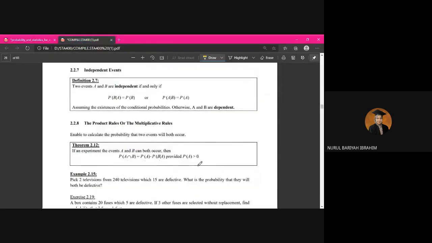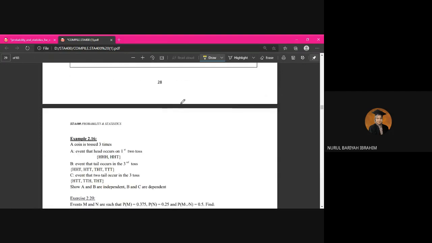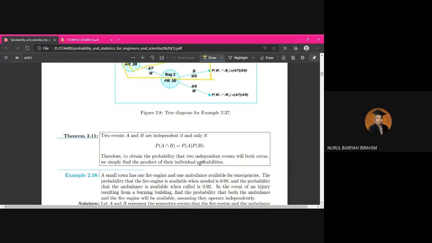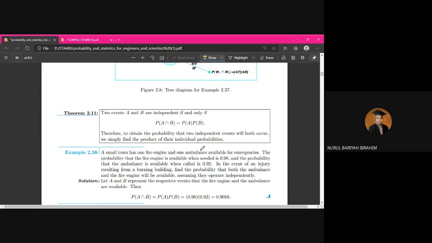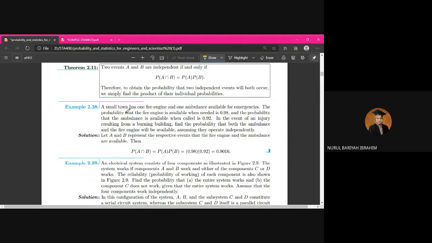Contoh yang sama. Okay. And then another theorem adalah the theorem of the independent event. It is when two events A and B are independent, probability of A intersect B will be equal to probability of A multiply probability of B. Okay, just we can multiply probability of A multiply probability of B, and ianya sama dengan probability of A intersect B. Contohnya, tengok example.